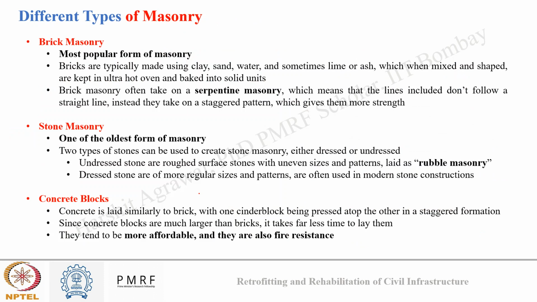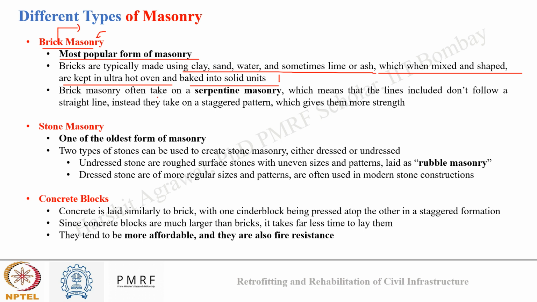Now, masonry structures based on the units that we are using are mainly classified into three categories. We have brick masonry, stone masonry, and concrete masonry. When we talk about brick masonry, this is the most popular form of masonry. Here, bricks are generally used as a unit, while the joint can be of any composition of mortar. Bricks are typically made using clay, sand, water, and sometimes lime or ash, which when mixed and shaped are kept in an ultra hot oven and baked into solid units. So this is how bricks are made.